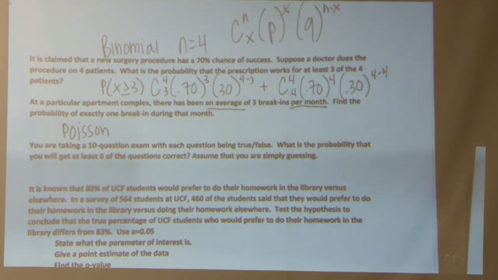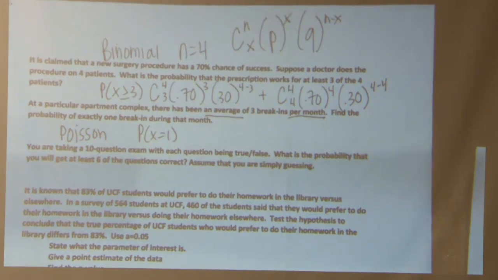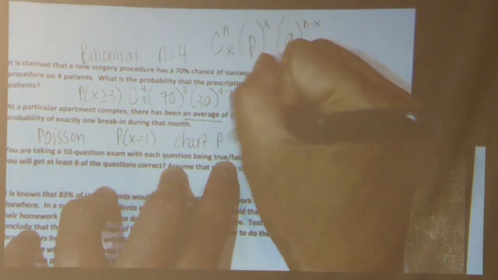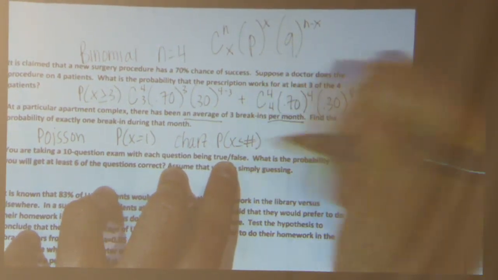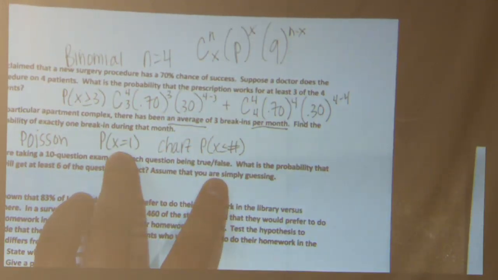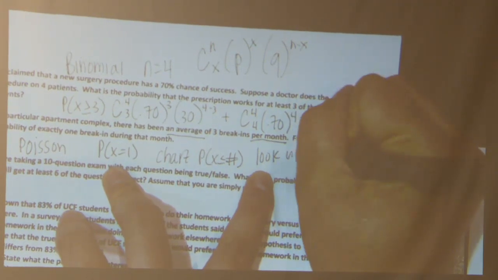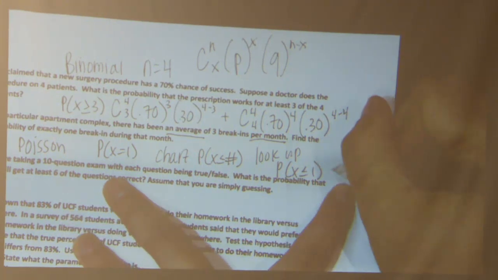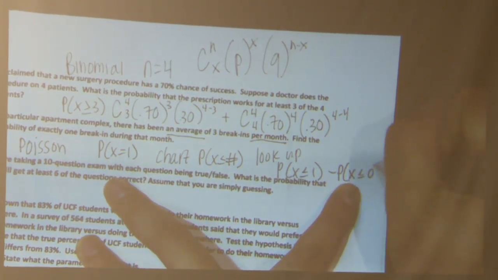And for Poisson, you also have both the formula and the chart. So if we're looking at the chart, we need to find the probability of exactly one break-in. So the probability that x is equal to 1. If we're working with the chart, it will give it to you in the probability that x is less than or equal to a number. So if we want it to be exactly 1, we have to take the probability that x is less than or equal to 1 and subtract out the probability that x is less than or equal to 0.